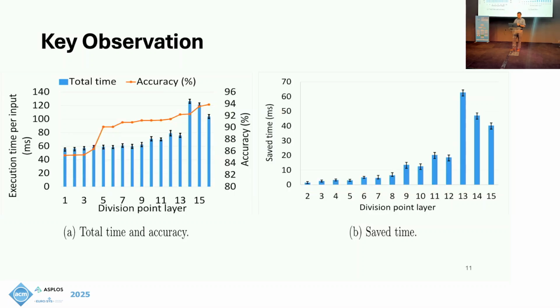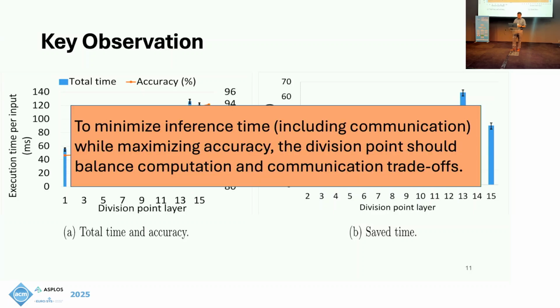The figure on the right-hand side shows the saved time compared to running all the layers on CPU per input at each division point. There's a non-negligible communication cost when layers are split across CPU and LCA. Sometimes this overhead can outweigh the speed-up gain from the LCA itself. Therefore, the takeaway from this experiment is that in order to minimize the inference time, which includes communication overhead, while maximizing the accuracy, the division point should balance the computation and communication trade-offs.